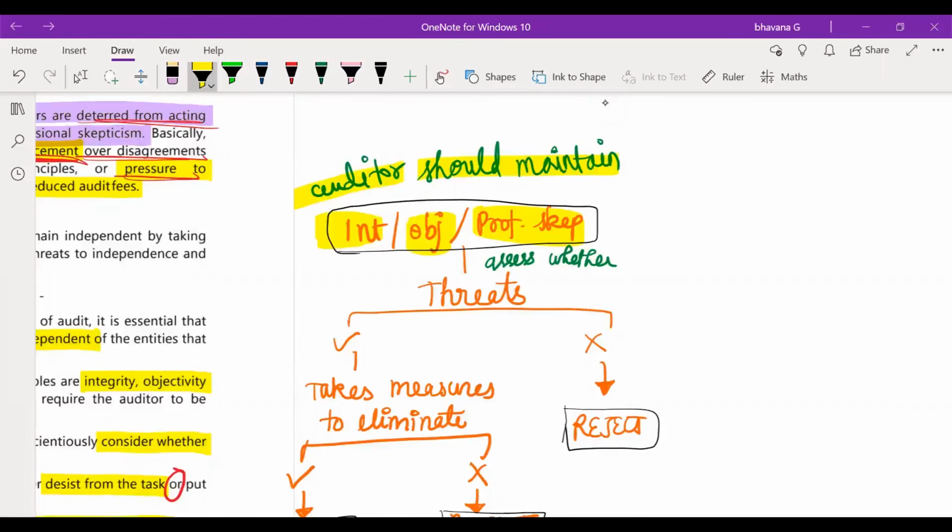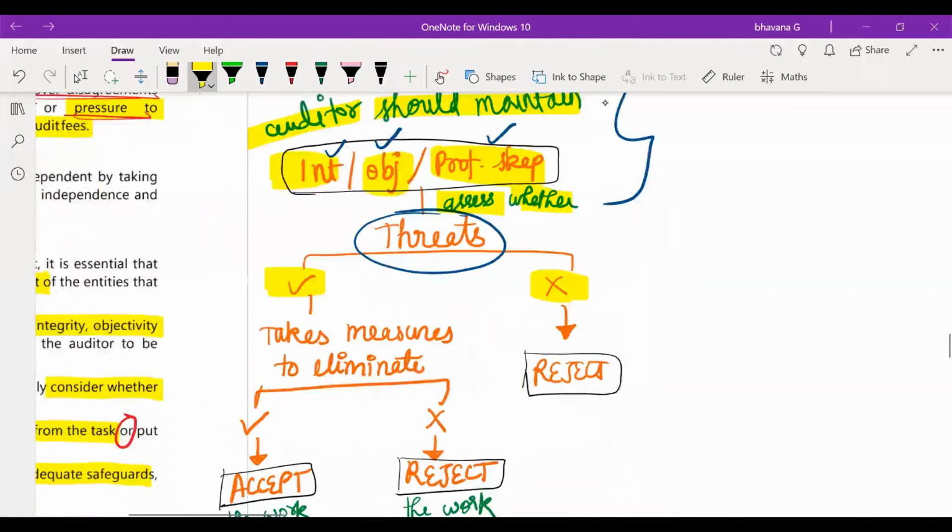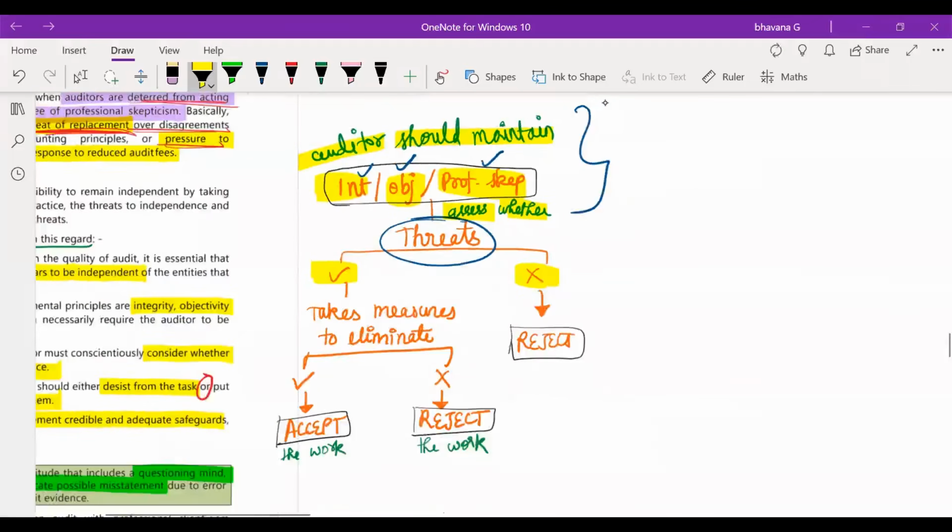Now even though the auditor is maintaining objectivity, integrity, and professional skepticism, there may be some threats which have arisen. In such a case, the auditor has to assess whether there are threats or not. That means, he has taken an audit in the company.